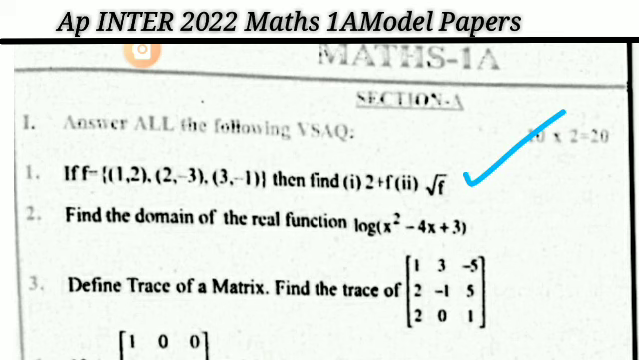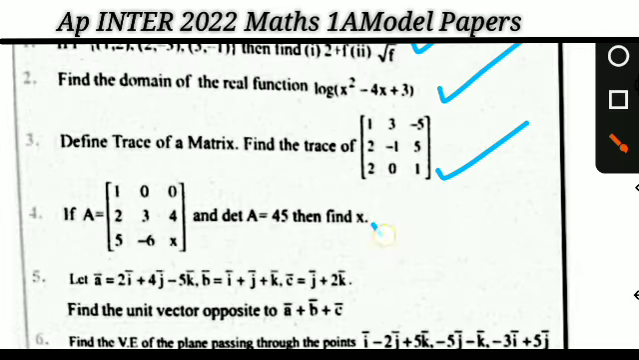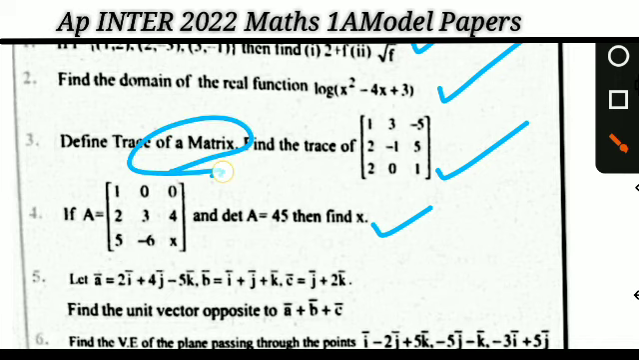If f is equal to this function, then find 2 plus f root f. Domain, trace of the matrix, find the trace of the matrix. That is equal to 45, find x. Next, trace of the matrix. What is the trace of the matrix formula? Sum of the elements of the diagonal.